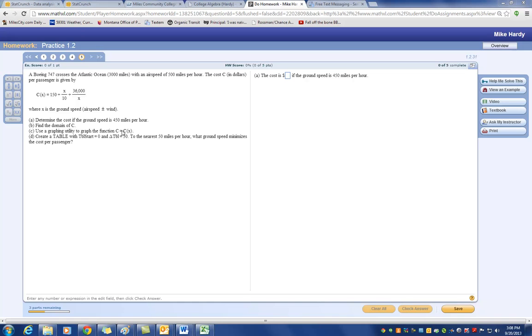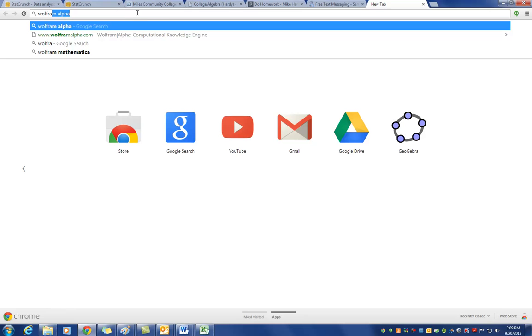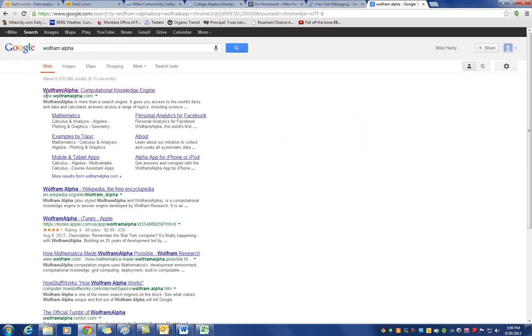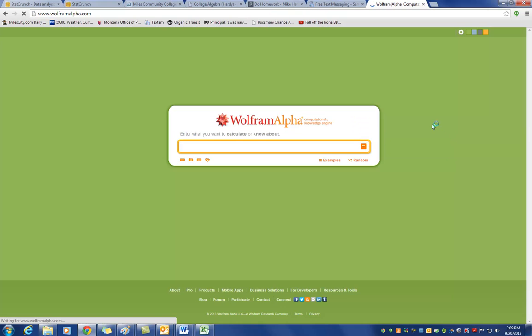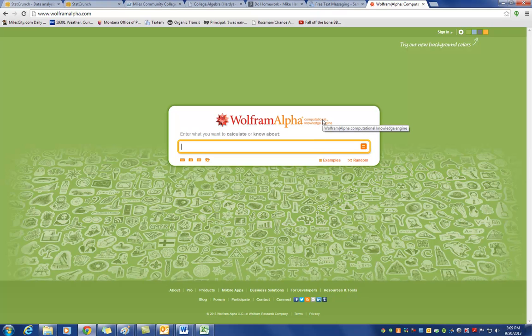So first of all, we look at this cost function C of x up here. The tool I'm going to use is something called Wolfram Alpha. So I'm going to go to Wolfram Alpha here. You see the address is wolframalpha.com. I'm going to click on that. What Wolfram Alpha is, it's basically a search engine, but they call themselves a computational knowledge engine. Really, you can enter some mathematical expressions and get the graphs and some information about them.